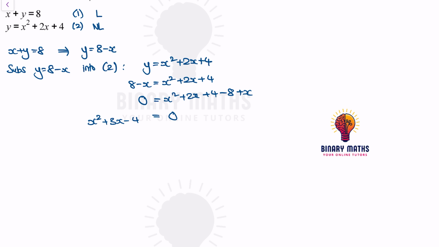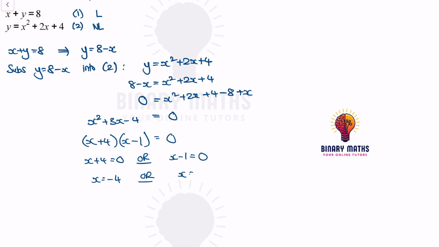Now I have to factorize it. So when I'm factorizing, I'm looking for two numbers that multiply to give me negative 4 and add to give me 3. That must be positive 4 and negative 1. So either x plus 4 is equal to 0 or x minus 1 must be equal to 0, which means x equals negative 4 or x is equal to 1.